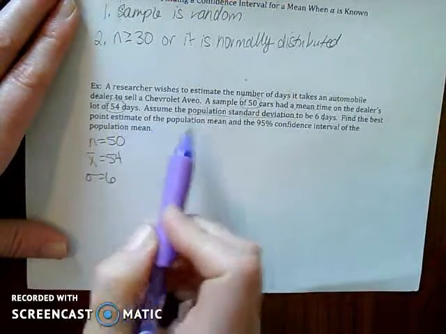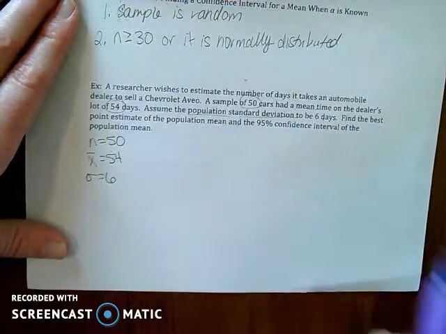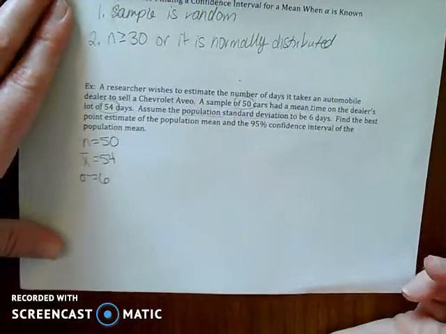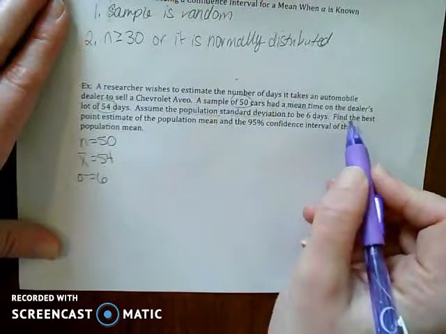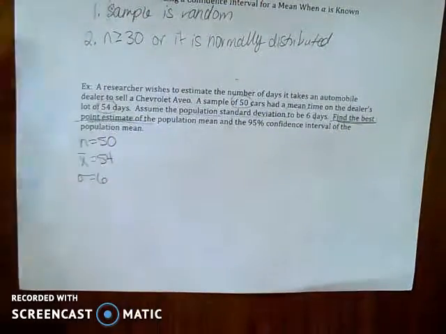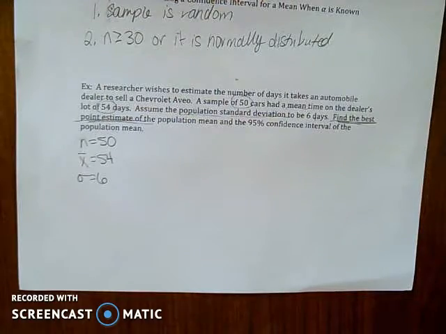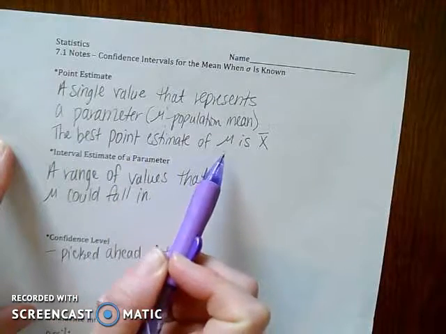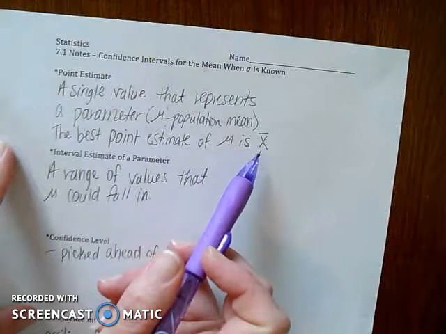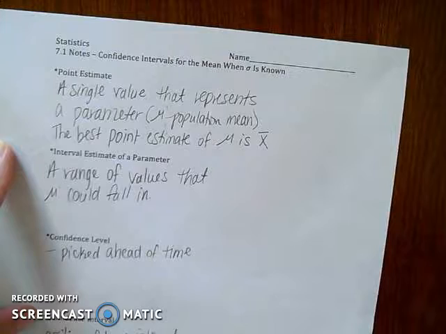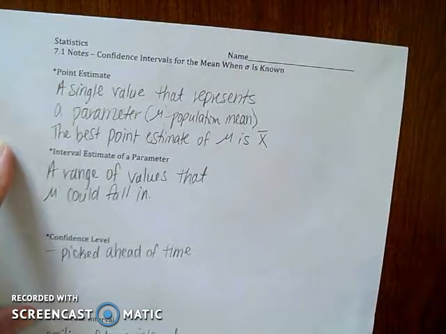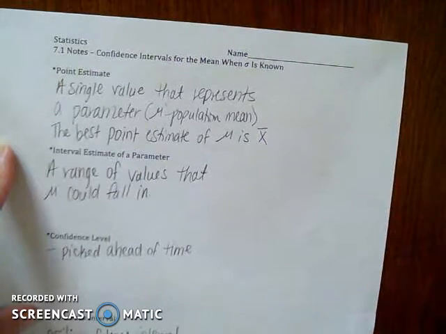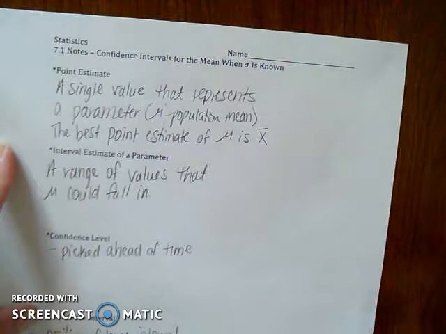Find the best point estimate of the population mean and the 95% confidence interval. So here's the first thing. This should be the easiest question to answer, but most people forget what it means. Find the best point estimate of the population mean. What we wrote up here, the best point estimate of mu, the population mean, is whatever your sample mean is. You have nothing else to base your answer off of. Just like if I showed you that picture, you just have to guess how old you think I am. Even though it's a sample, it's still a guess.